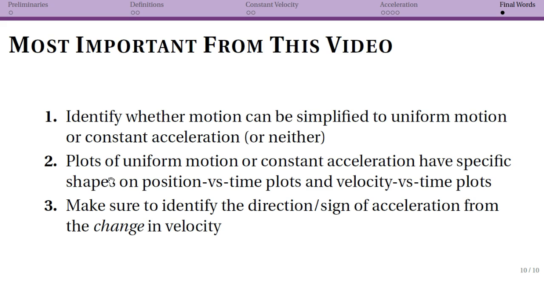When you're looking at plots, there's very specific shapes that are going to correspond to uniform motion or constant acceleration. So you should be able to recognize that with the plots and be able to use some simplifying assumptions. Likewise, if you're making plots and you think that you have either uniform motion or constant acceleration, please check whether the shapes of your plots actually make sense. And finally, please be careful about the direction or the sign of your acceleration in terms of your velocity. And remember that it's always the change in velocity, not just the velocity itself.